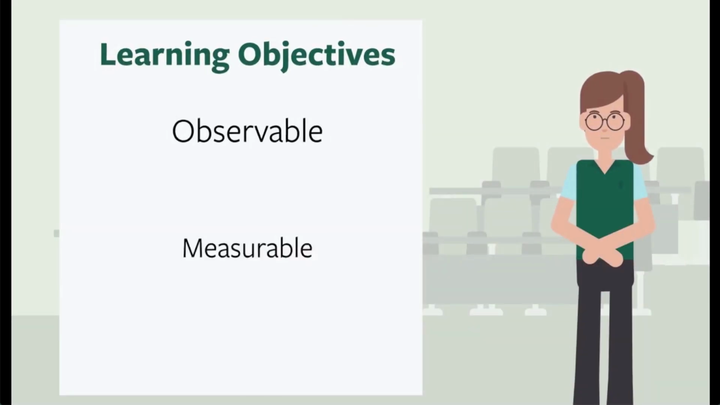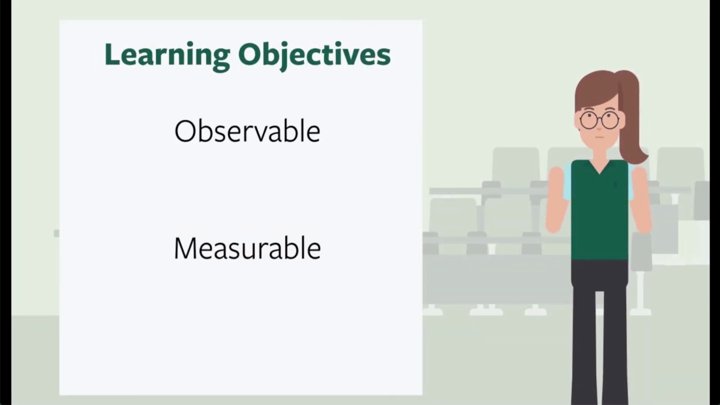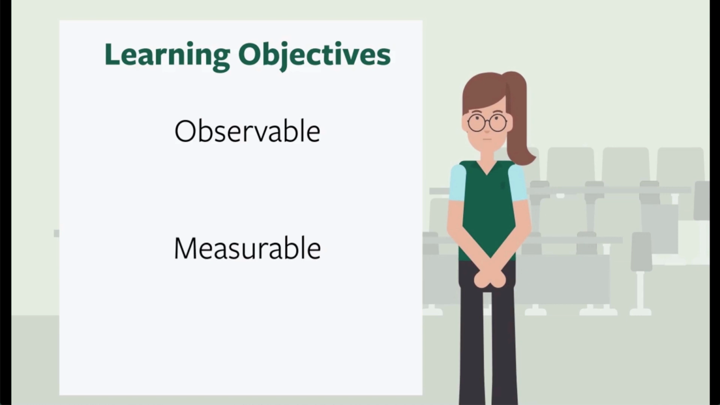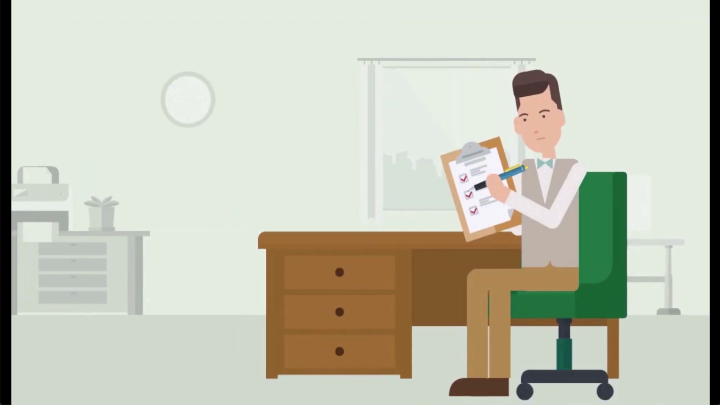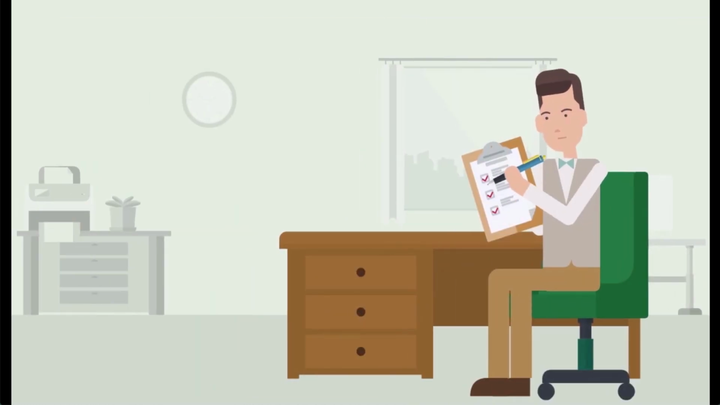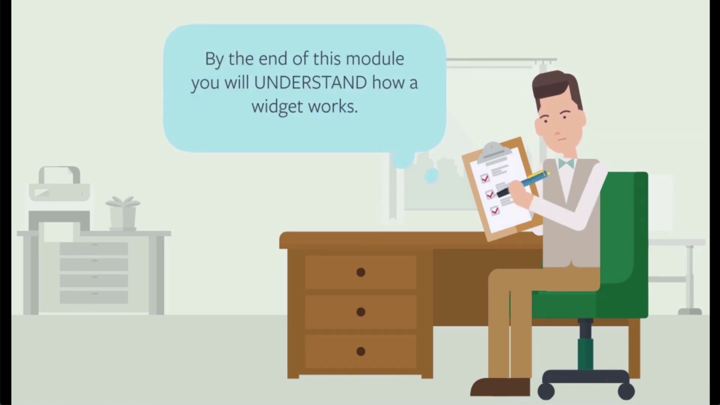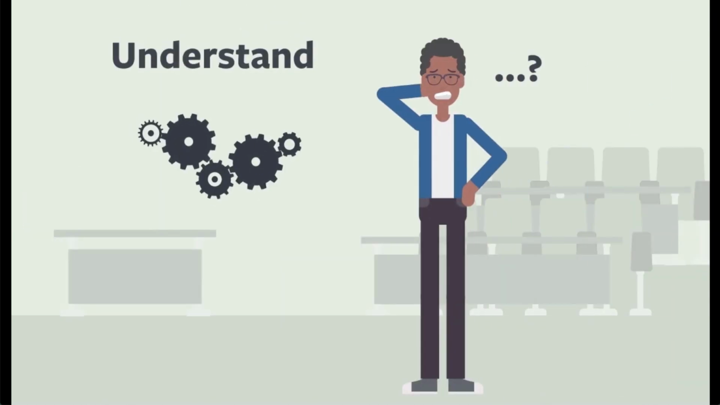Creating observable and measurable learning objectives is a critical step in developing your course. The tricky part is making sure your objectives can be observed and measured. People often fall into the trap of stating objectives like, by the end of this module, you will understand how a widget works. Well, understand isn't measurable because you can't see someone understanding something.